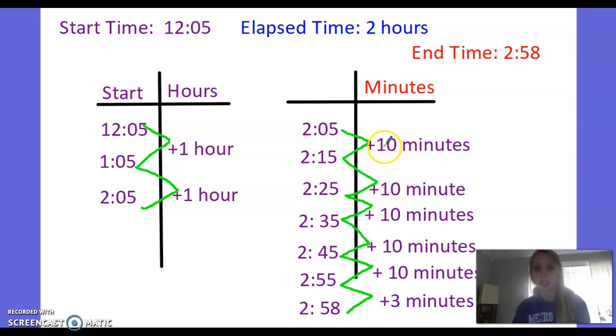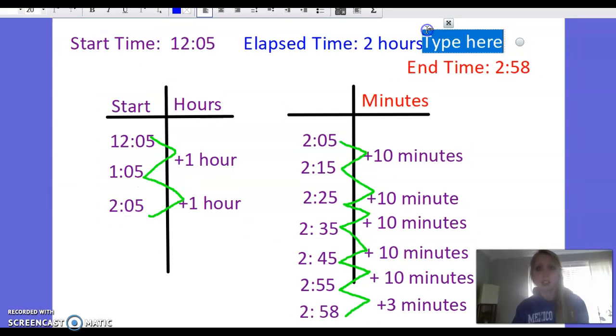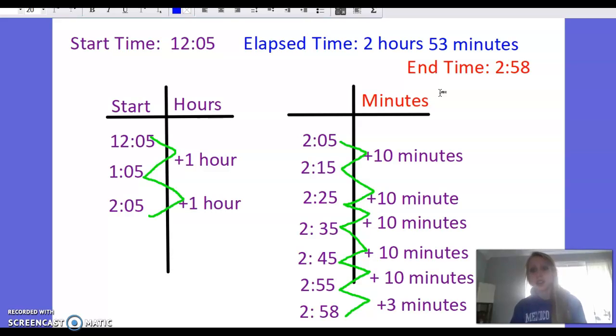So now let's count up our minutes. 10, 20, 30, 40, 50 plus 3 is 2 hours and 53 minutes. Oh, I cannot type today. So 2 hours and 53 minutes is the amount of time that has passed. So that is how you solve to find the elapsed time with a given start time and end time.